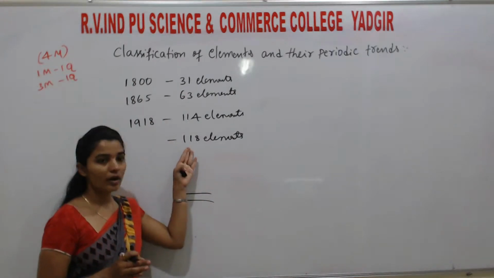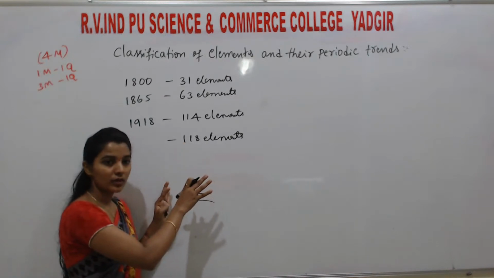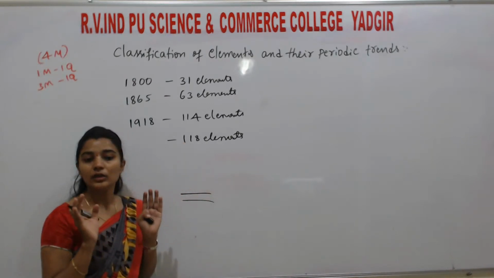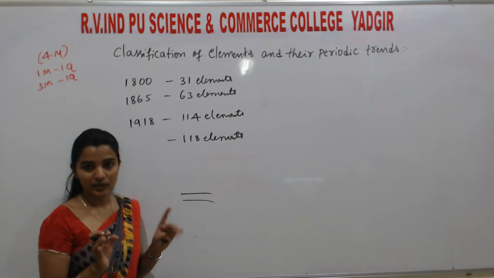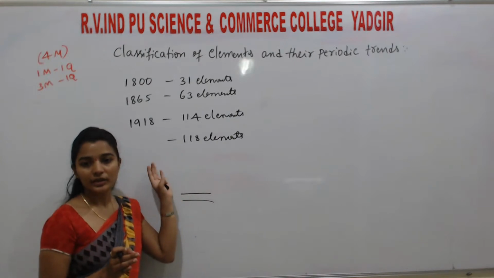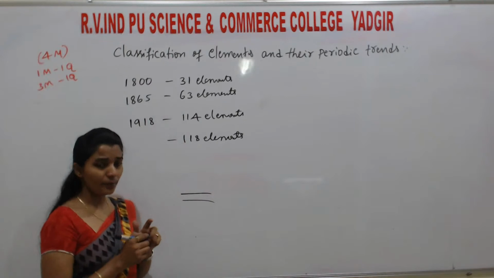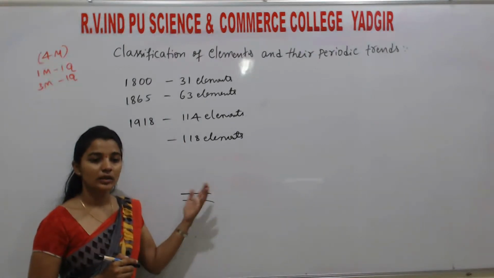Now also, 118 elements are there, that means they are discovered, and so many undiscovered elements are still there. Understand? That means the periodic table is not yet completed. So this is how the periodic table of elements goes on.